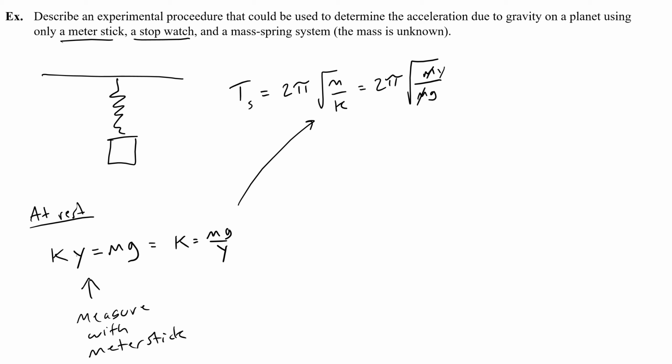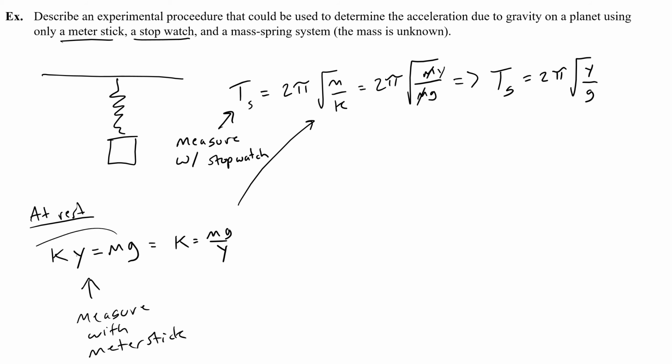It cancels out the mass, and boom, I've got that the period, Ts, is equal to 2 pi times the square root of the distance that the spring has stretched y, which I can measure with a meter stick, over g, and then also the period. Now the period, that you can measure with a stopwatch. So the procedure would be pretty simple. Measure the period of oscillation with a stopwatch, and measure the distance that the spring has stretched when it is relaxed.